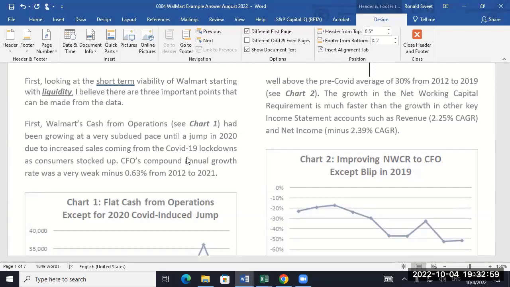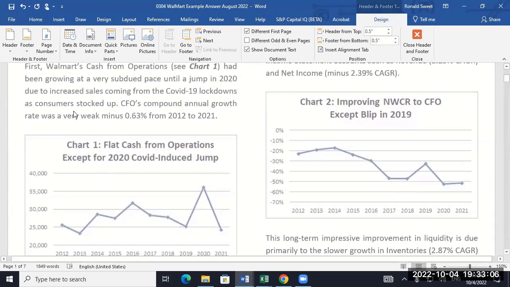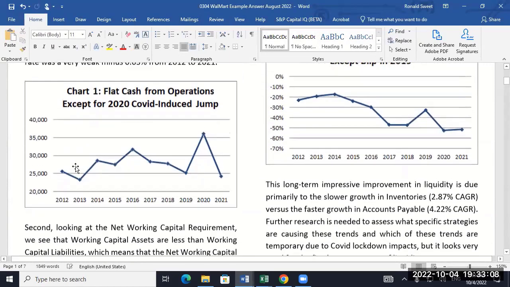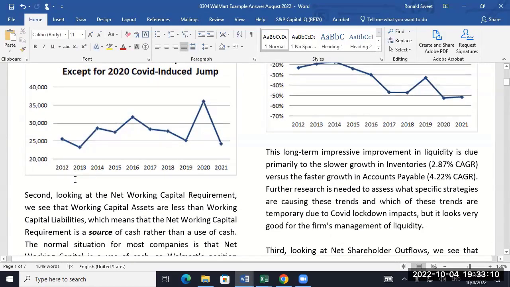So the first one's very simple. You just want to look at cash from operations and explain it. Does it look good or does it look bad? So Walmart, one thing you notice is it has been declining fairly significantly since 2016. Then you see COVID, and then you see post-COVID. So most of y'all are going to have some COVID comments on the business.